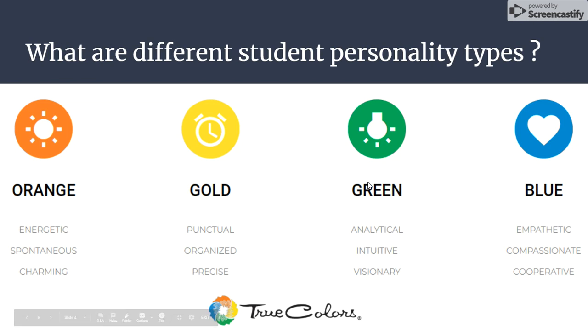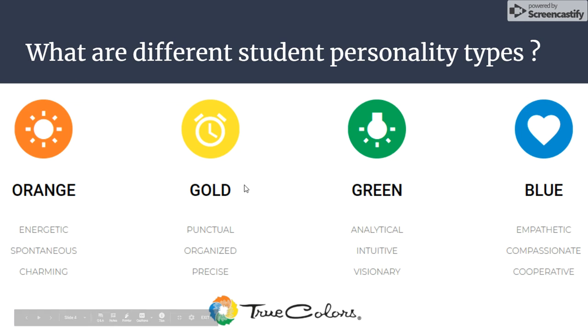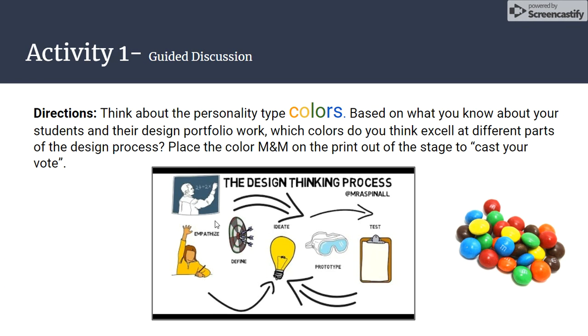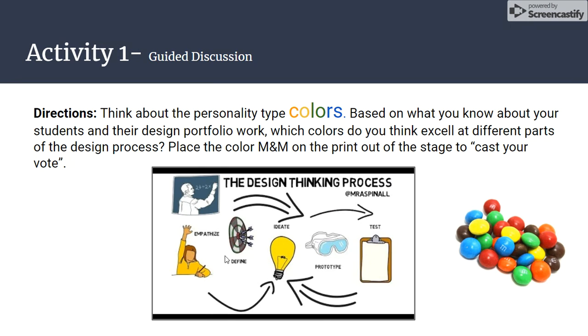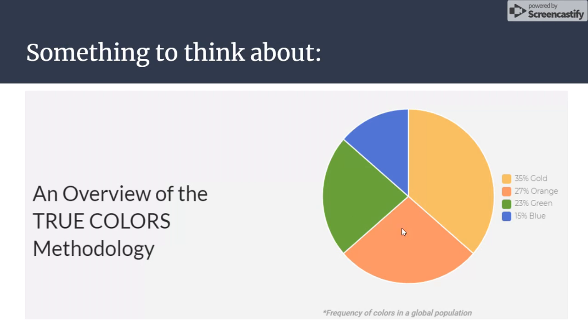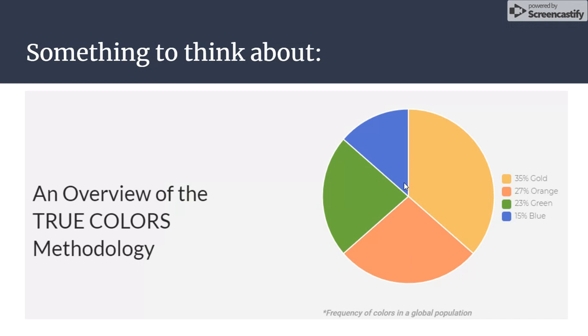If you think greens are pretty good at the testing phase, you can put a green M&M there. If you think oranges are good at the defining stage, put an M&M there. It'd be interesting to see how spread apart our M&Ms were. If we did this live, I think we would see a similar distribution to this.